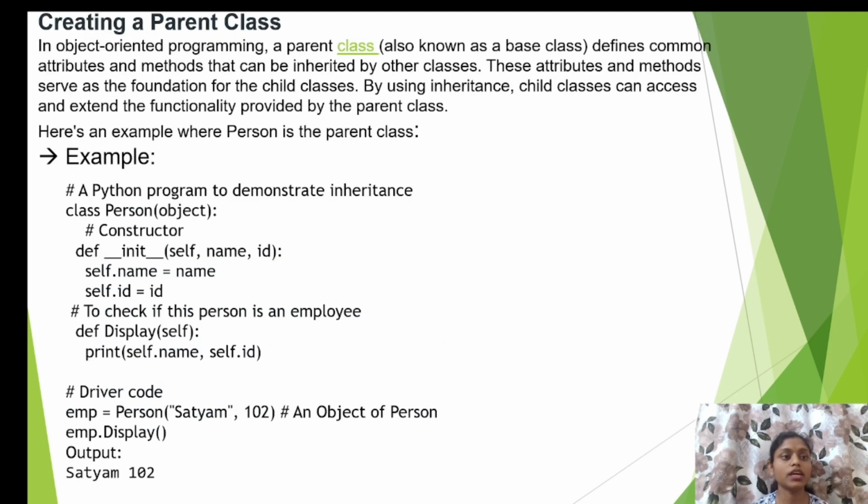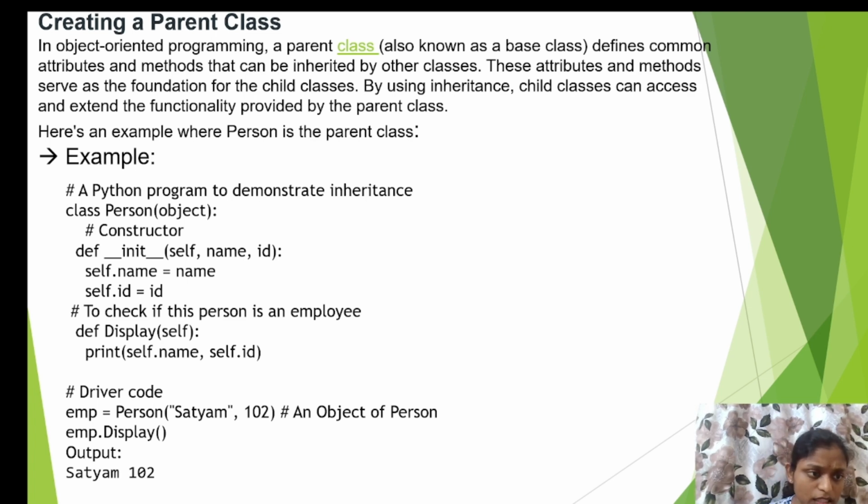Creating a parent class. In object-oriented programming, a parent class, also known as base class, defines common attributes and methods that can be inherited by other classes. These attributes and methods serve as the foundation for the child classes. By using inheritance, child classes can access and extend functionality provided by the parent class. Here, an example where a person is a parent class. Let us take a Python program to demonstrate inheritance.